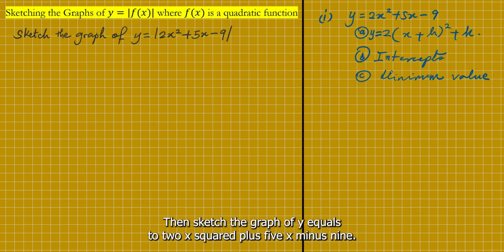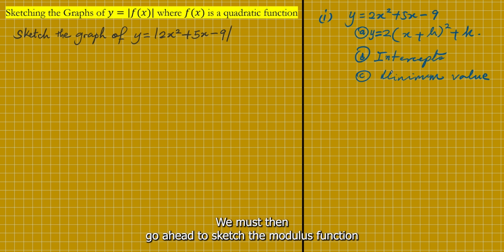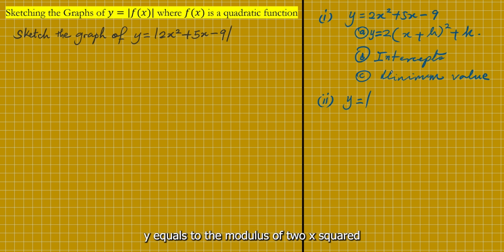Having then sketched the graph of y equals 2x squared plus 5x minus 9, we must then go ahead to sketch the modulus function y equals the modulus of 2x squared plus 5x minus 9. And then our job will be done. So to do this, let's get cracking.